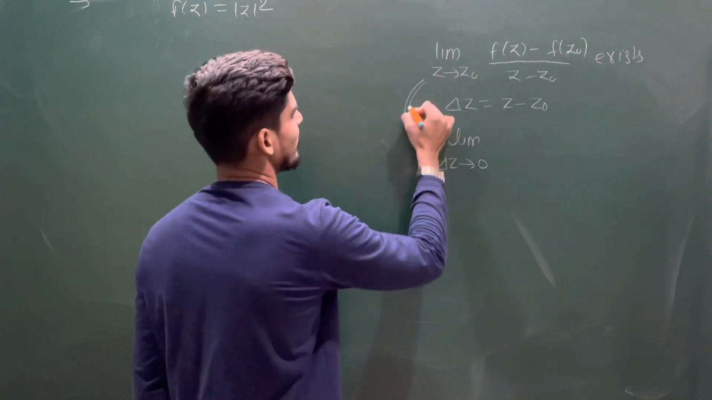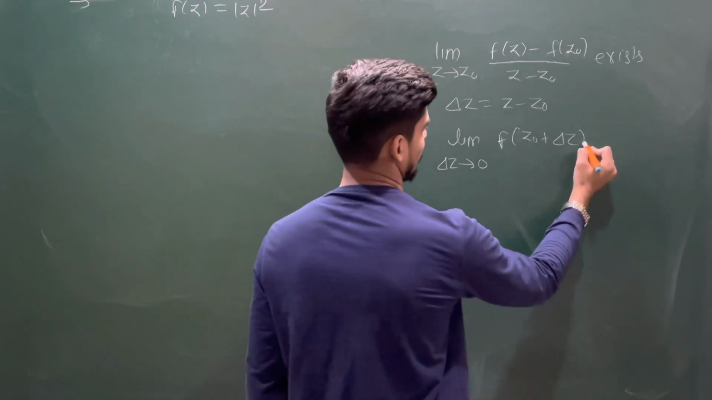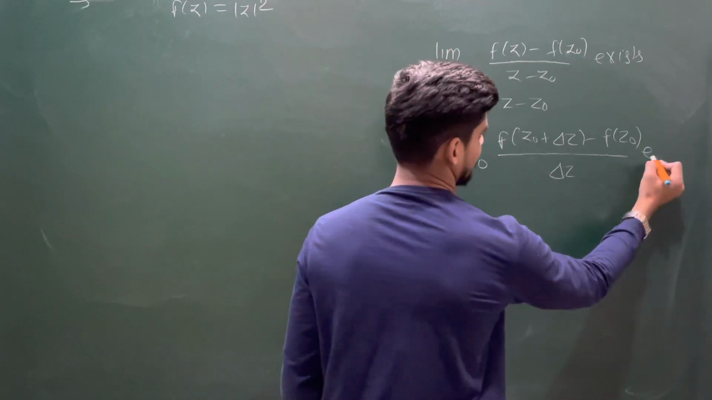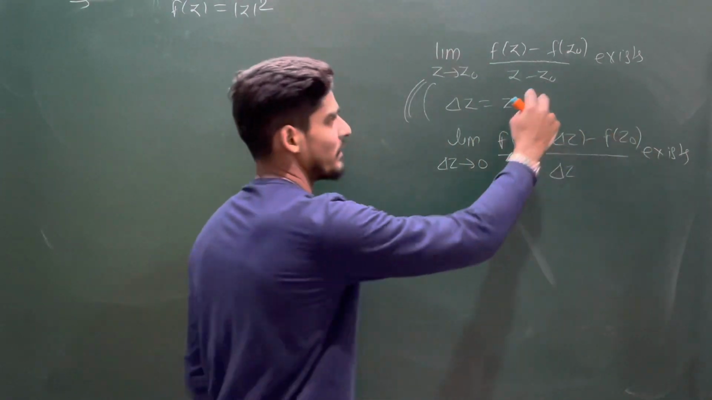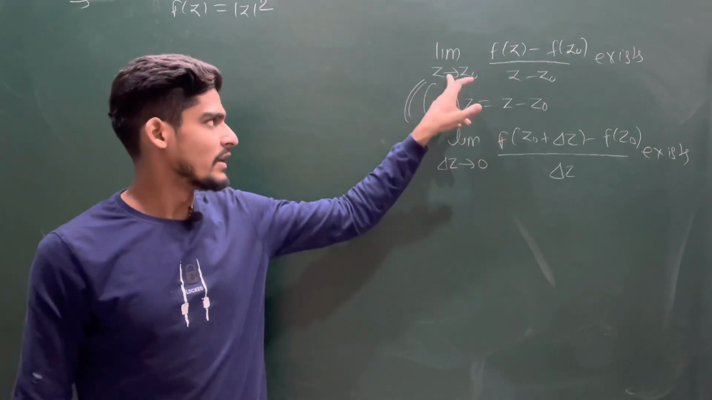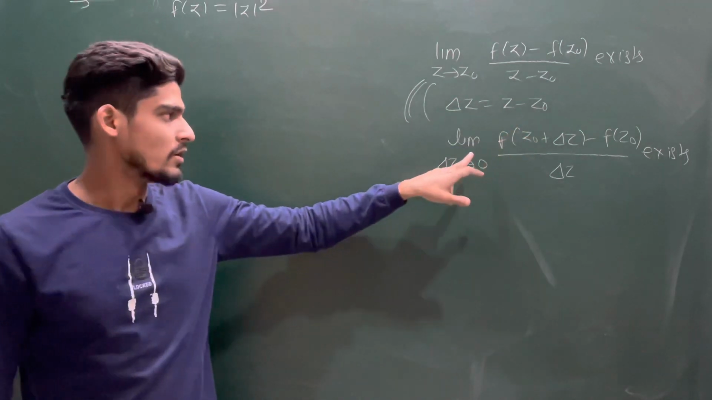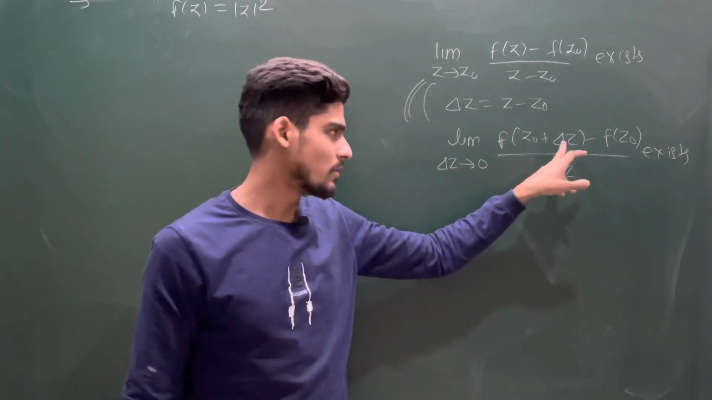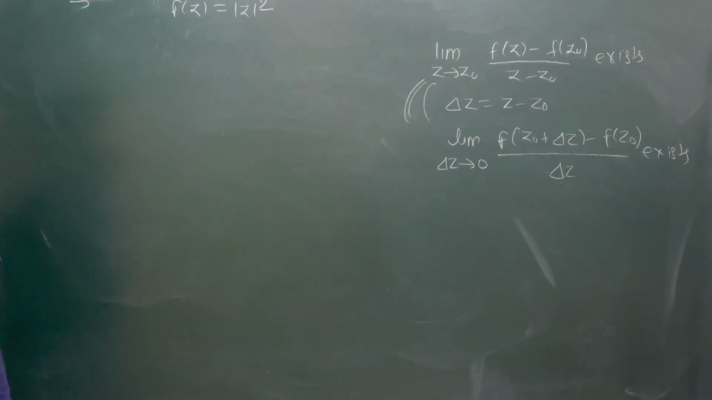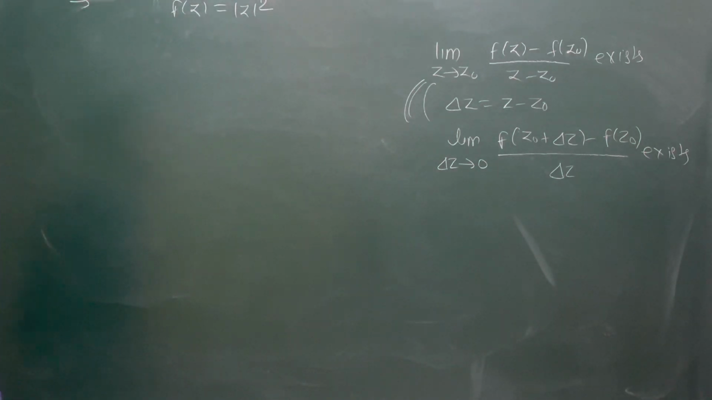This is equivalent to: this limit exists equivalently as the limit of del z approaching 0, because when z approaches z naught, your del z will definitely approach 0. So the limit as del z approaches 0 of f(z naught plus del z) minus f(z naught) upon del z exists. Can I use this criterion?